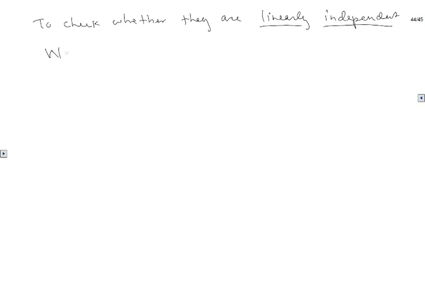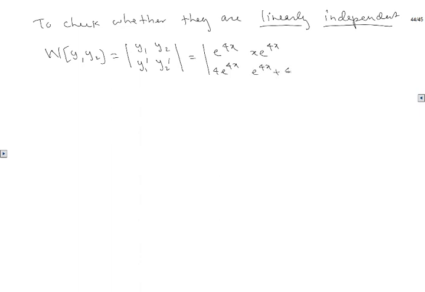So W of y1, y2 is the determinant with rows y1, y2 and y1 prime, y2 prime. Let's plug in: e^(4x), x e^(4x), 4e^(4x), and take the derivative. Here we get two terms. The first derivative of x gives e^(4x). The derivative of the other term gives 4x e^(4x). Now we're going to take the determinant.